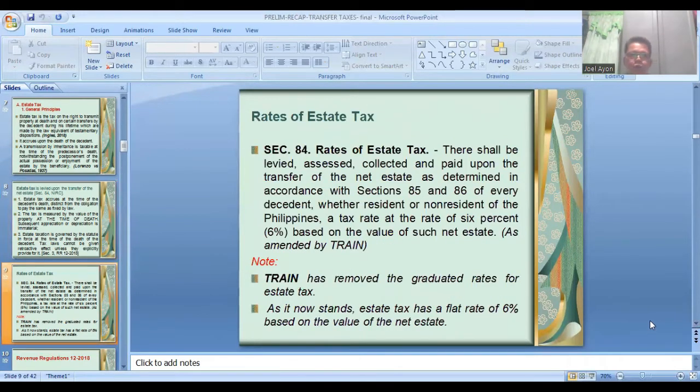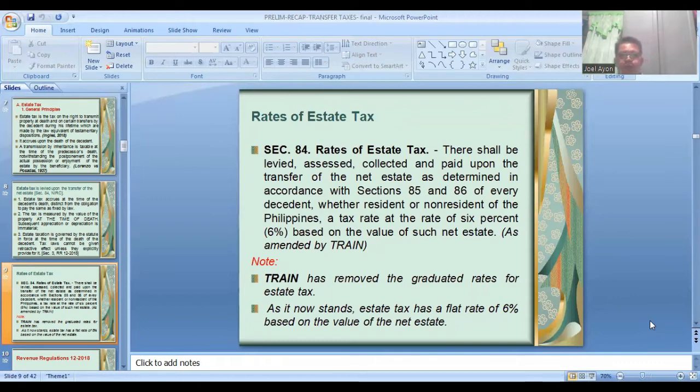Next, what is the rate of the estate tax? Under Section 84 of the tax code, there shall be levied, assessed, collected, and paid upon the transfer of the net estate, as determined in accordance with Sections 85 and 86, of the decedent, whether resident or non-resident of the Philippines, a tax at the rate of 6% based on the value of such net estate.